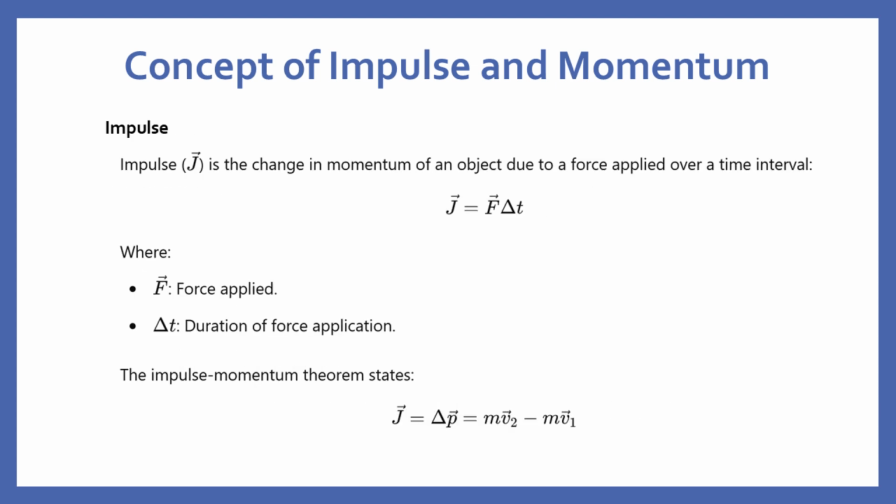Impulse, represented by the symbol J, refers to the change in momentum of an object resulting from a force applied over a period. It's calculated by multiplying the applied force by the duration of its application. The impulse-momentum theorem states that impulse equals the change in momentum, showing how a force changes an object's motion. In mathematical terms, this is expressed as the impulse J being equal to the mass of the object times the difference in its final and initial velocities. Essentially, impulse measures how much a force alters the motion of an object.